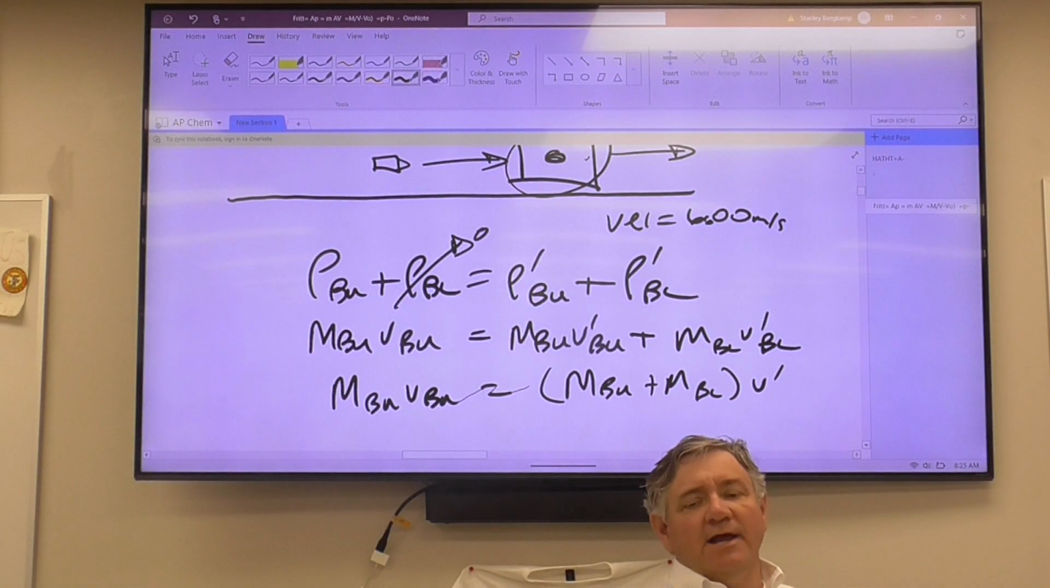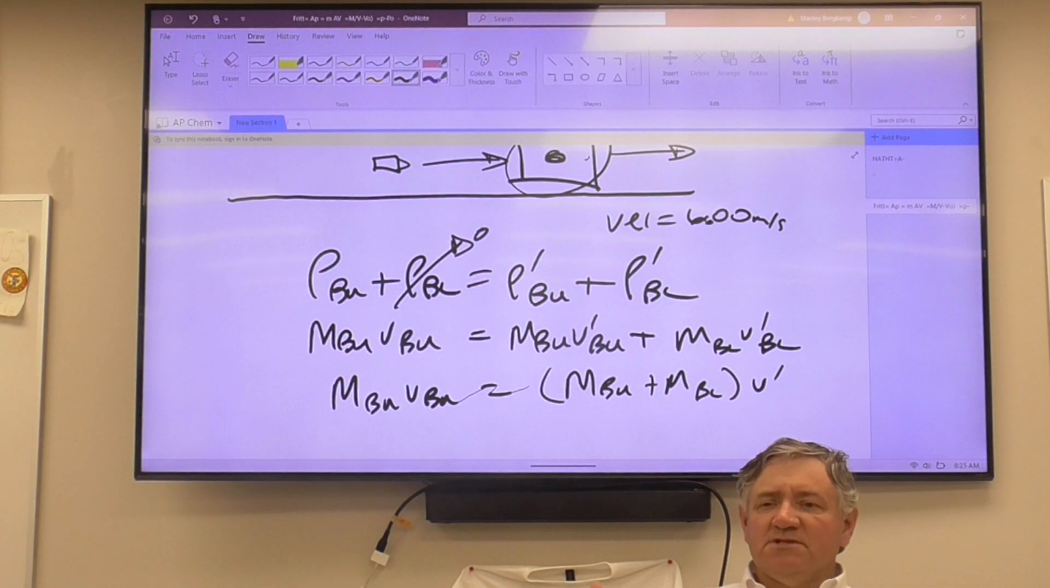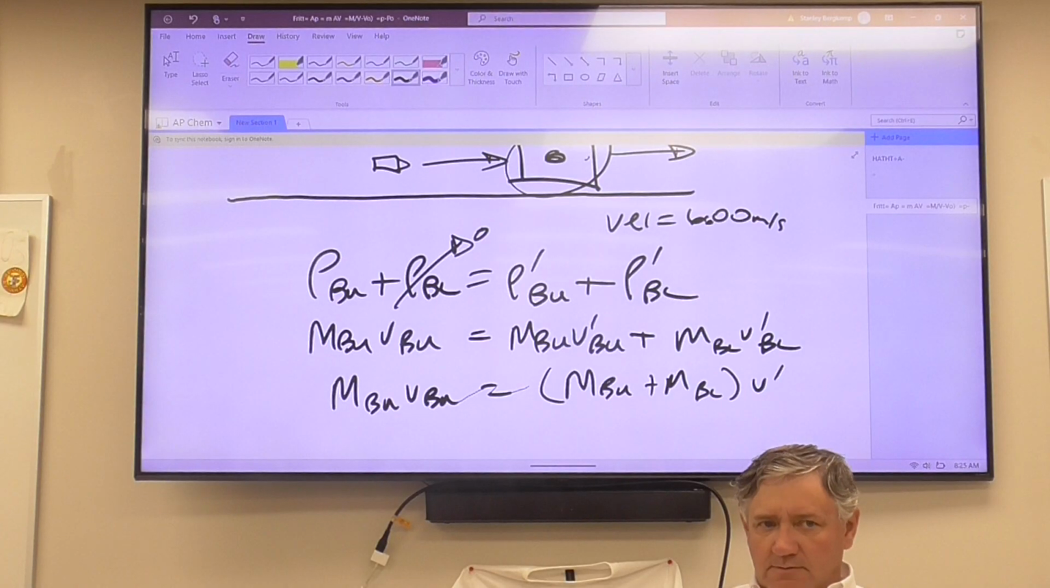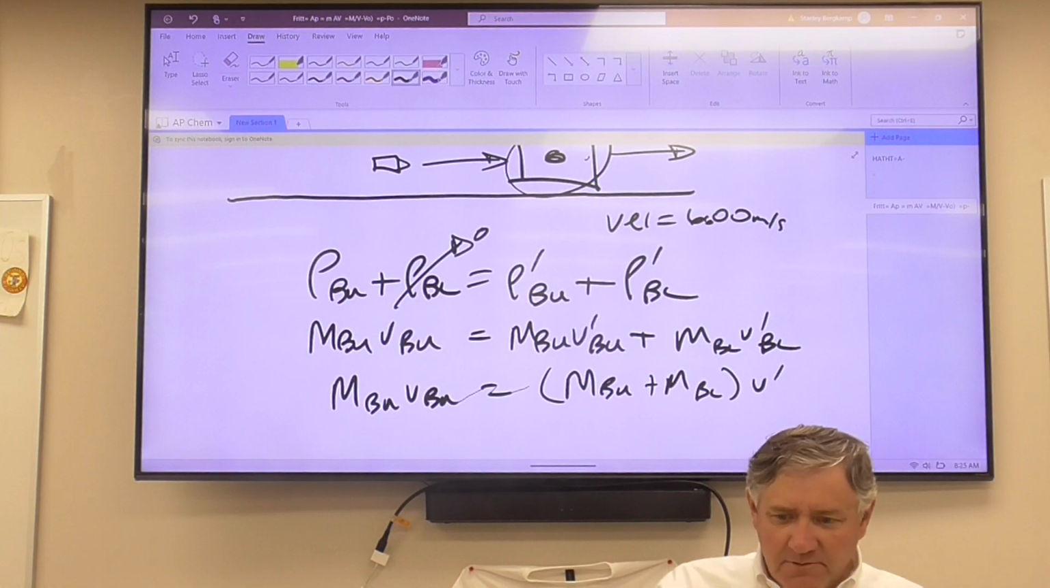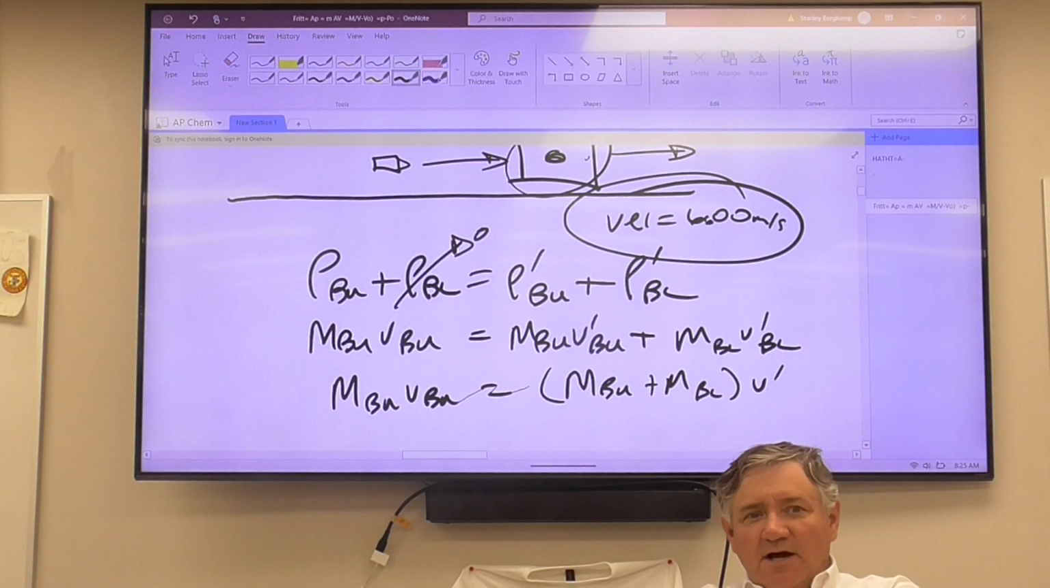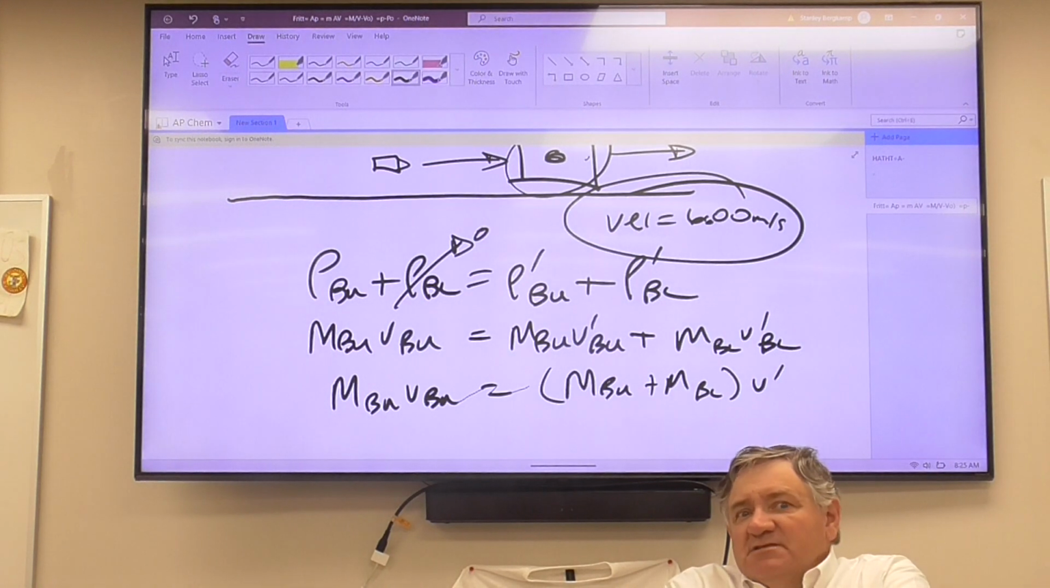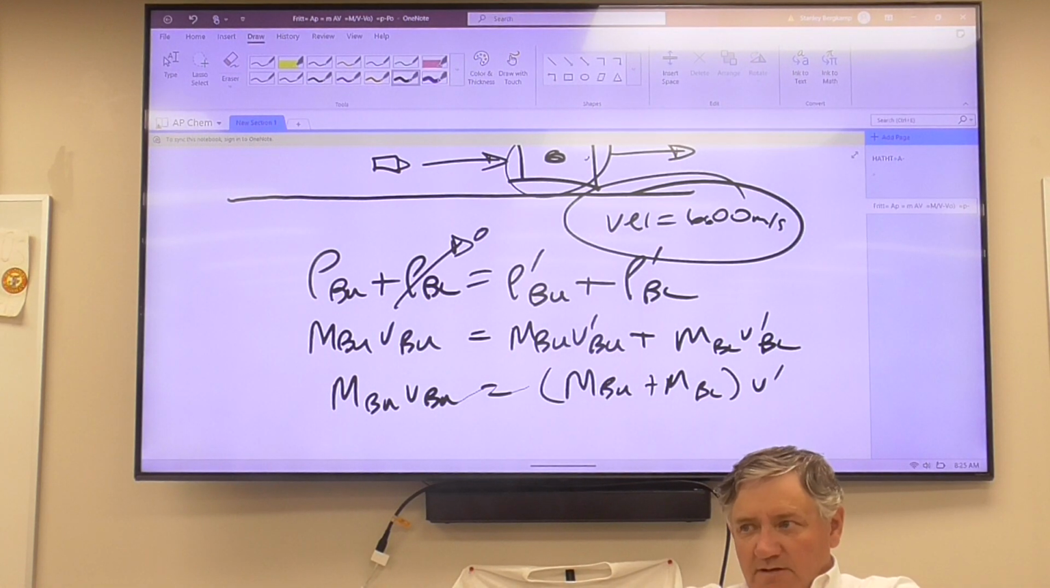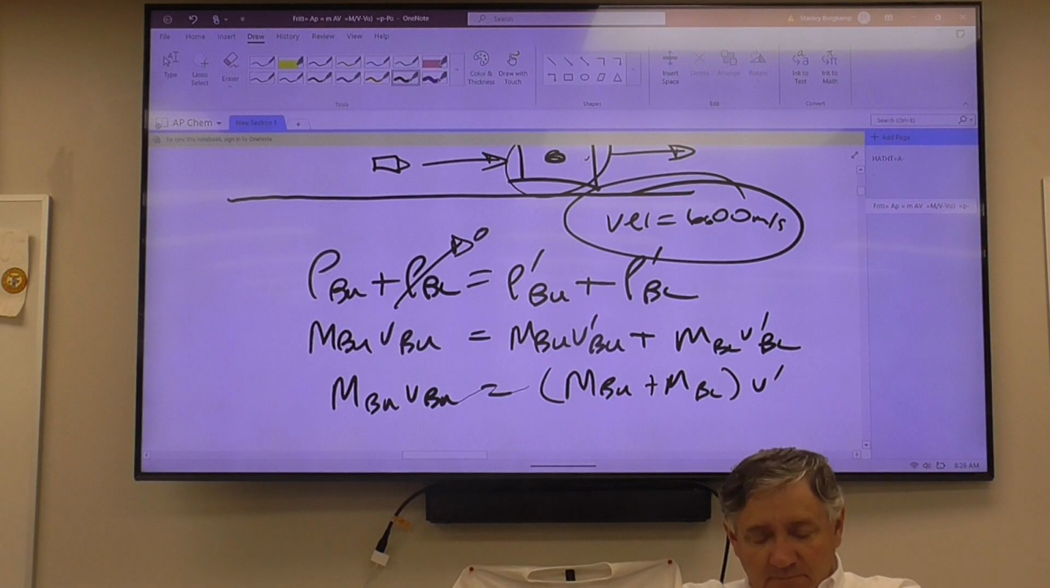Now, at this point, what's the only thing you don't know? V prime? Of what? The new system? No, because Danny said everything is going to move off at 6 meters per second. So I know what v prime is. The only thing I don't know is how fast the bullet's going. That's the only thing I don't know.